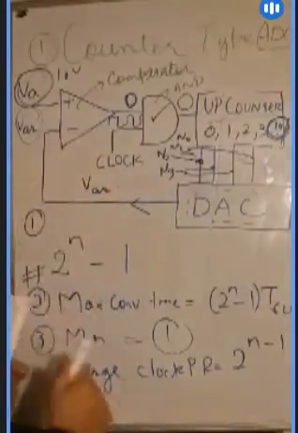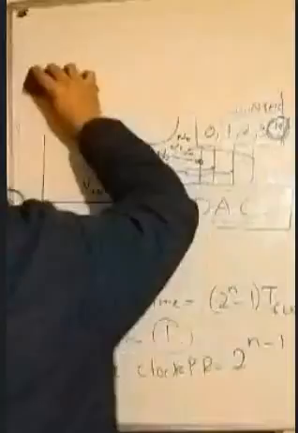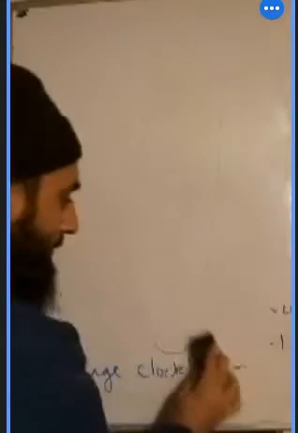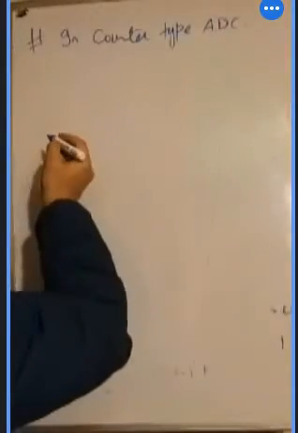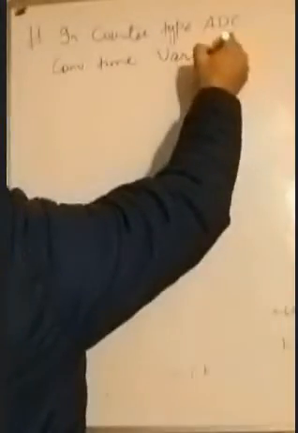So the important point, the last point, and with that we'll close today's lecture. What's the time, by the way? 8:52. Okay, we'll just finish in 1 minute. So the last point over here is that in counter type, ये आप लिखिए, ये बहुत important point है. In counter type ADC, conversion time varies. सर ब्लर आ रहा है.